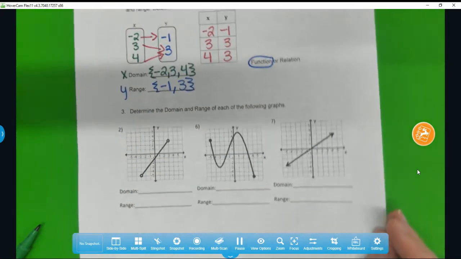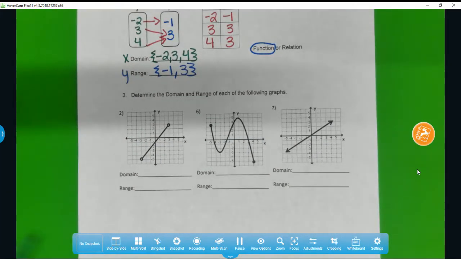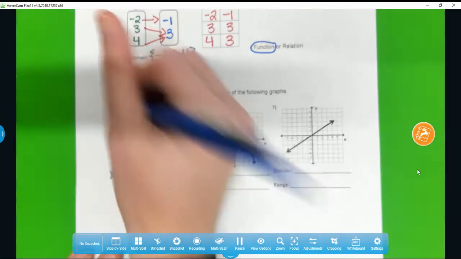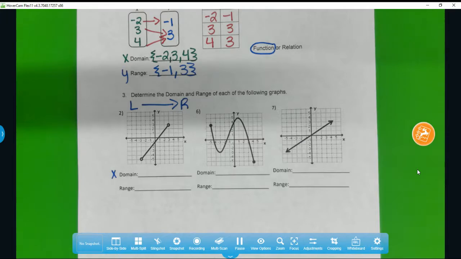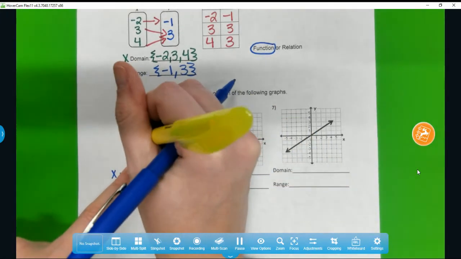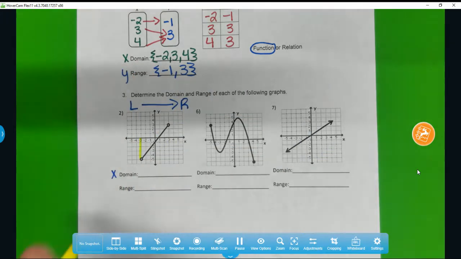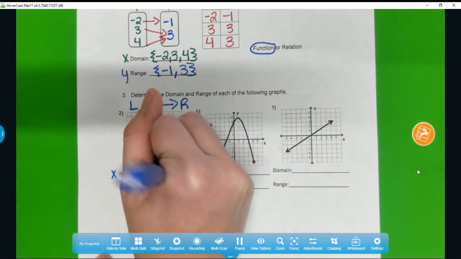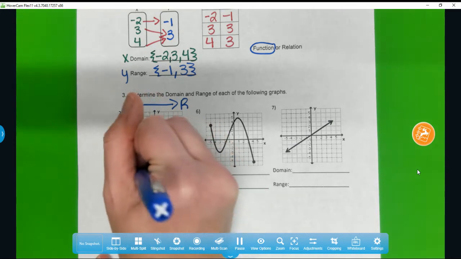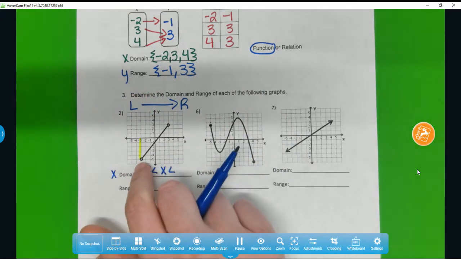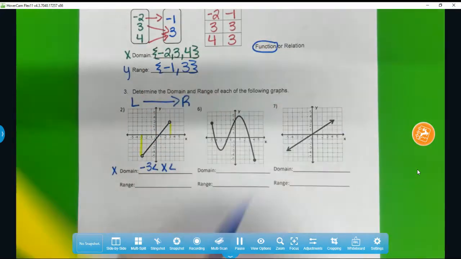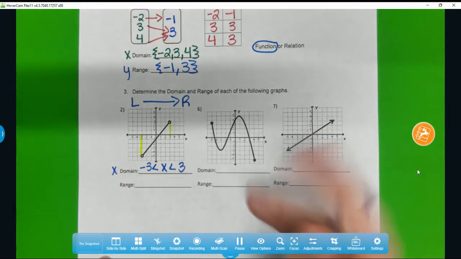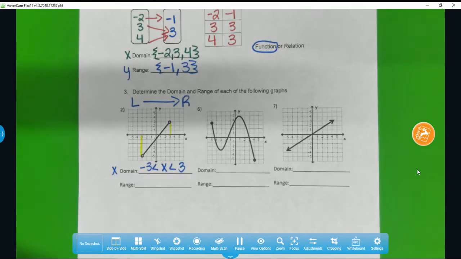All right, here we're determining the domain and range. So let's start with the x. So we're going to go left to right. So I'm going to box it in. So I find my point to the left. I have my inequalities. So it's at -3. It's an open circle, so I don't need the line. Then I find the point furthest to the right. That x value is 3. Again, open circle, no line.